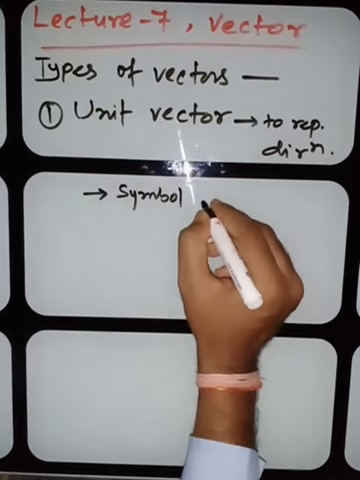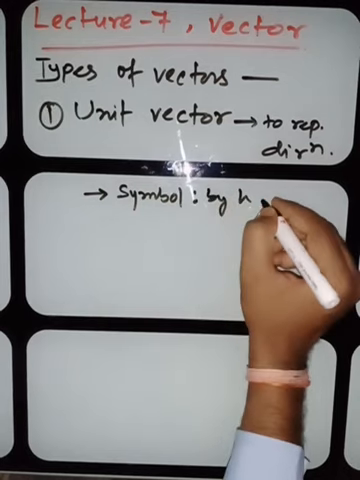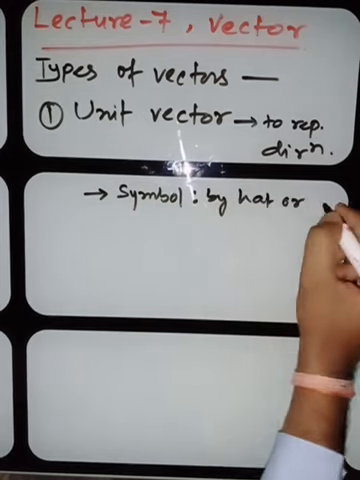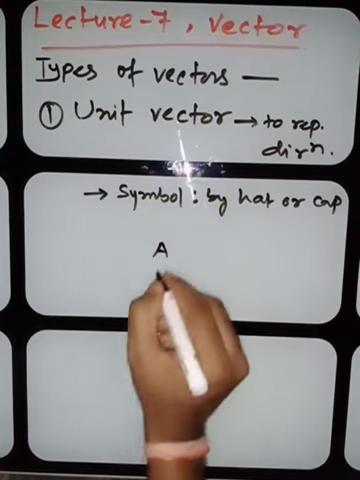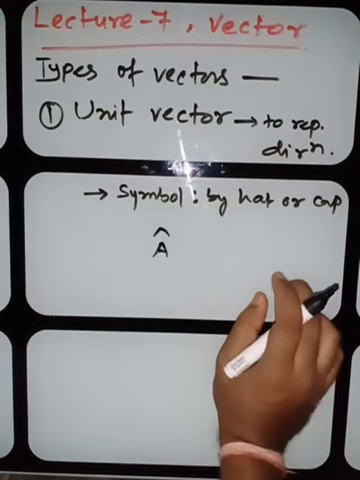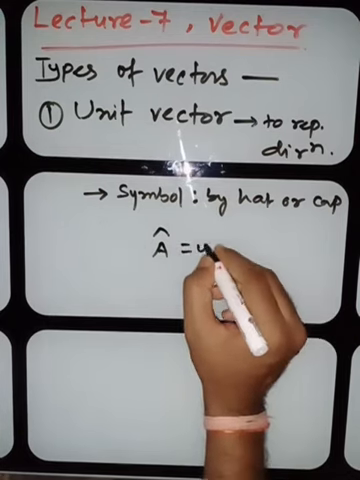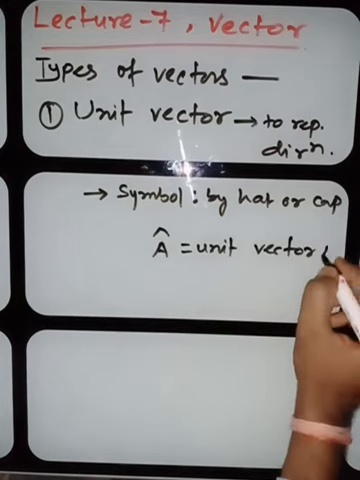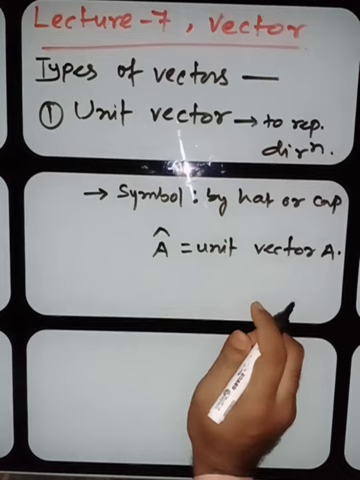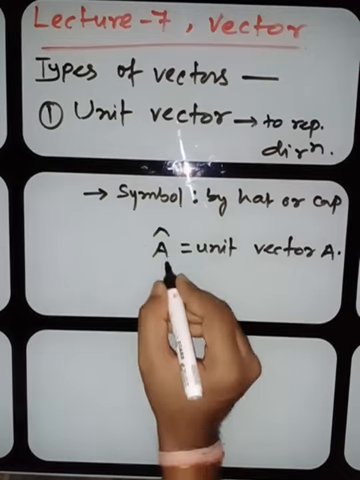So to represent the direction, symbolically it is represented by a hat or cap. If you are using A and putting a cap over the A, then it is unit vector A. This will be considered the unit vector A. So this is hat or cap, whatever, this is the unit vector.